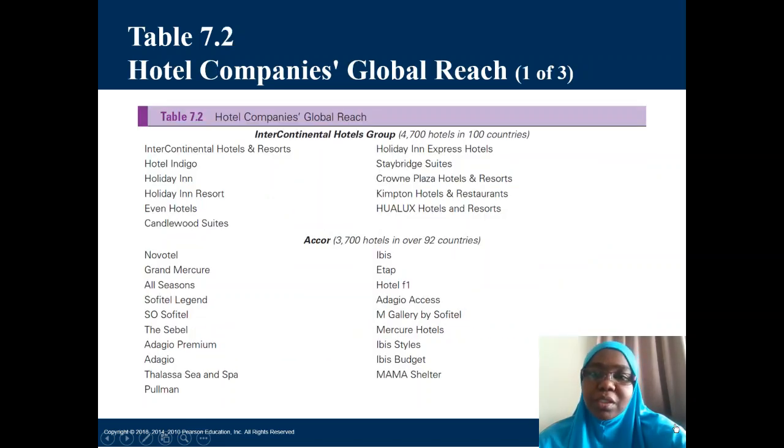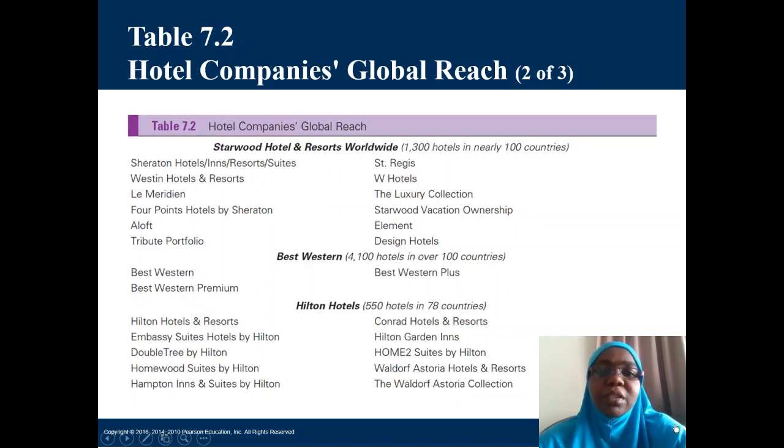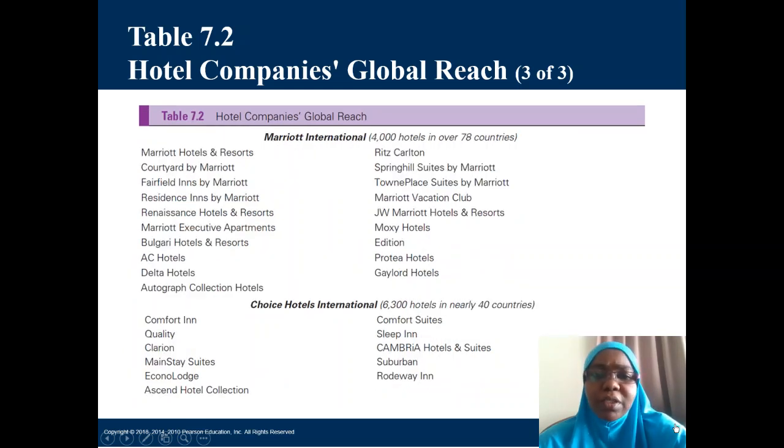Here are hotel companies' global reach. We have hotels that have branches almost globally, because they have them in almost every region of the globe, or maybe worldwide. They have branches internationally. So we have the Intercontinental Hotel Group, we have Accor, we have Starwood Hotels, we have Best Western, we have the Hilton Hotels, we have Marriott, and we have Choice Hotels International.